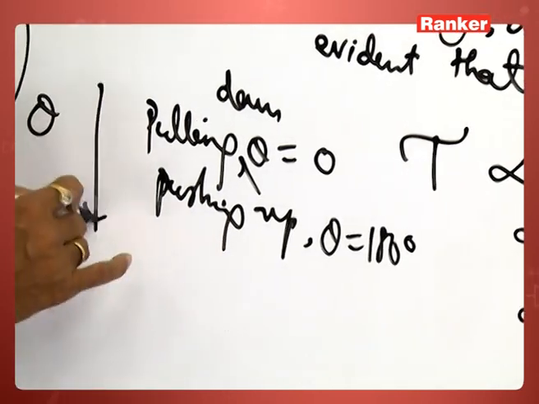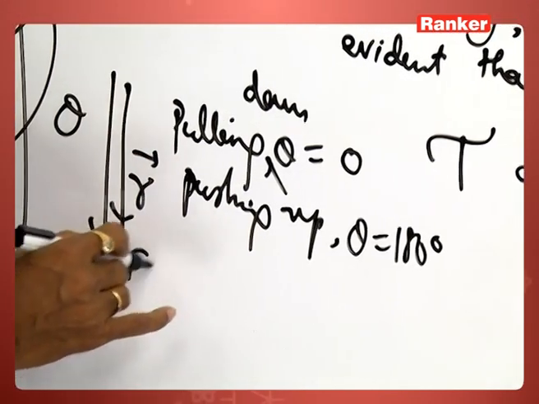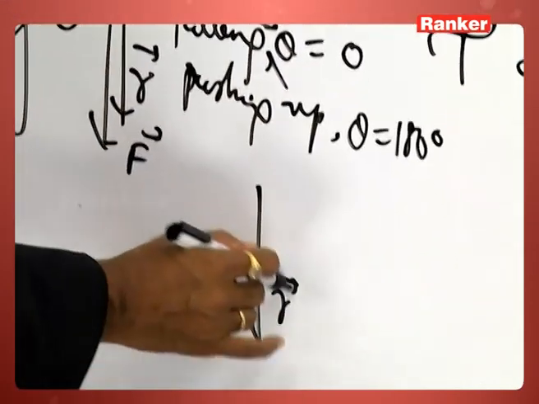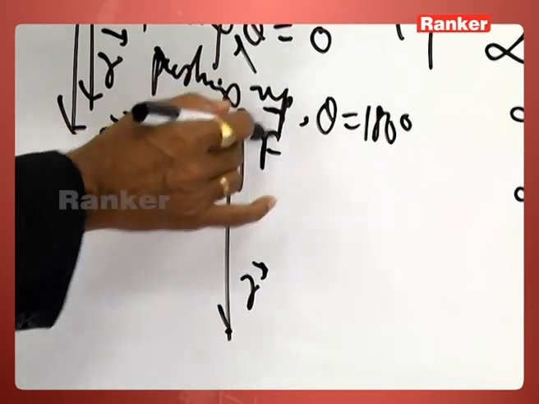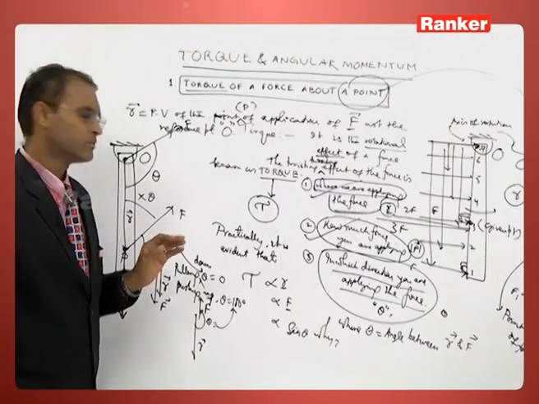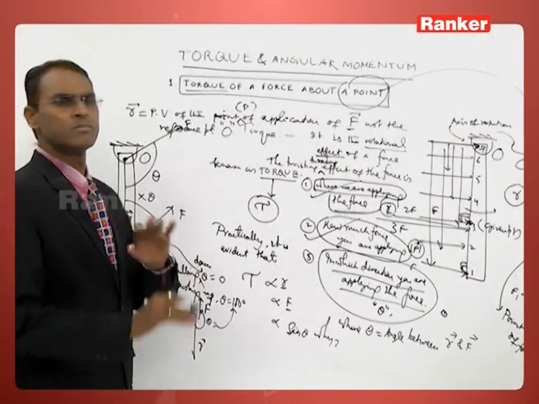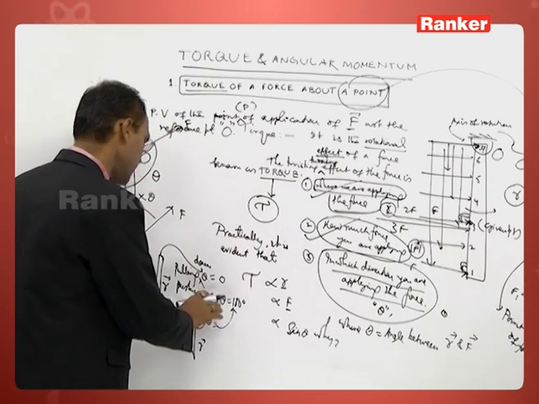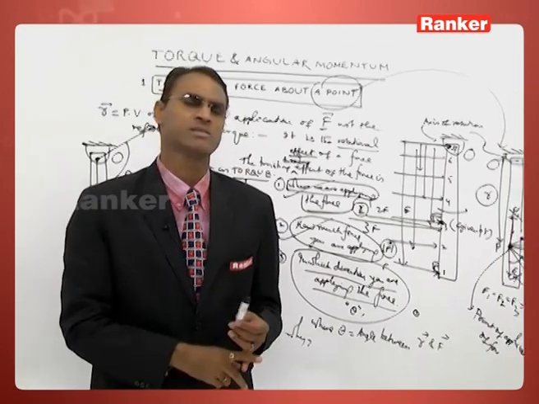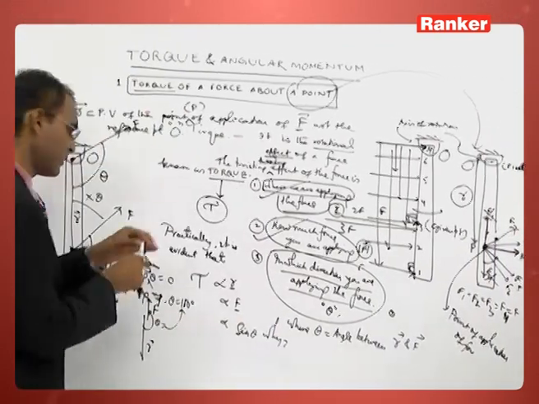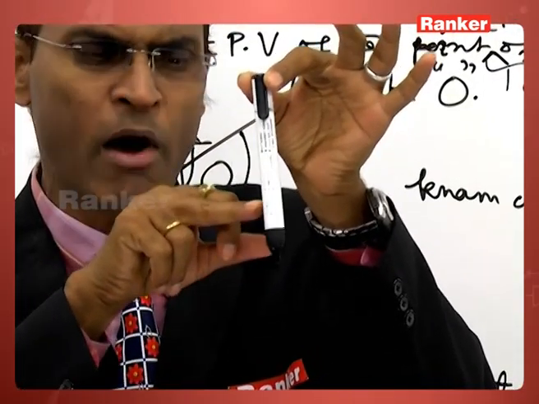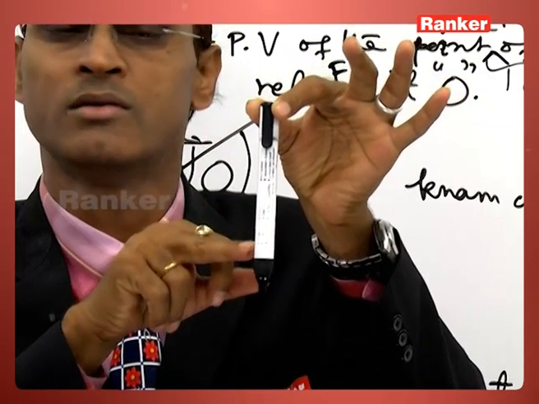When you are pulling, this is the R vector, this is the F vector. Theta is how much? 0. For pushing, this is the R vector down and the F vector up. So this theta is how much? 180 degree. When theta is 0, no turning effect. When theta is 180, no turning effect. Which function will give this? And the turning effect is maximum when you push that point perpendicular to the rod.